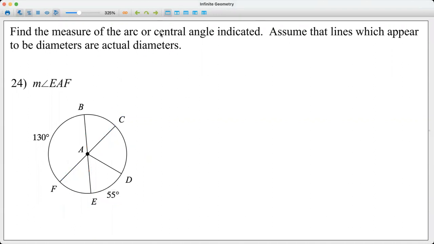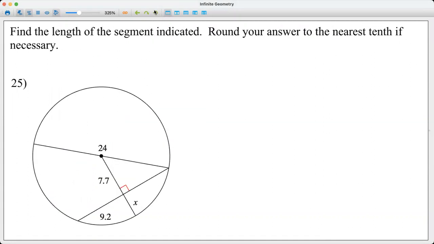That one's kind of interesting. And I guess, once again, I'll just reiterate the three main things you're looking for are diameters, vertical angles, or all the angles adding up to 360 in a circle.